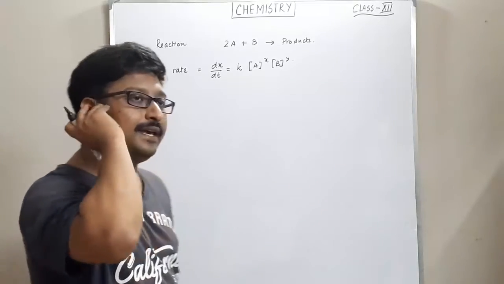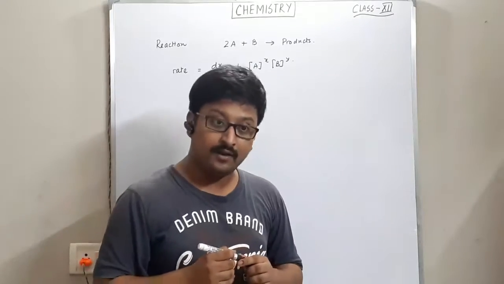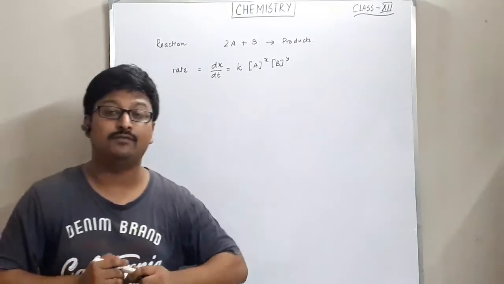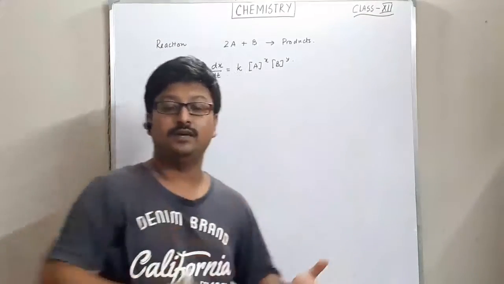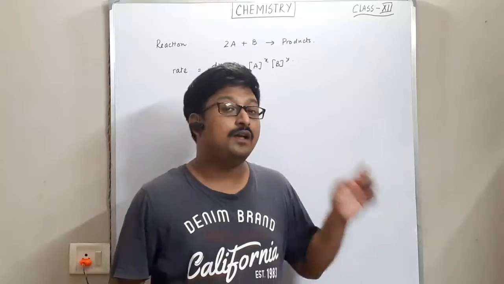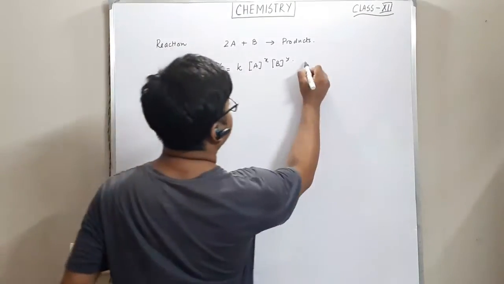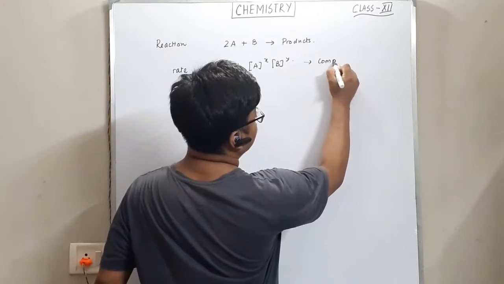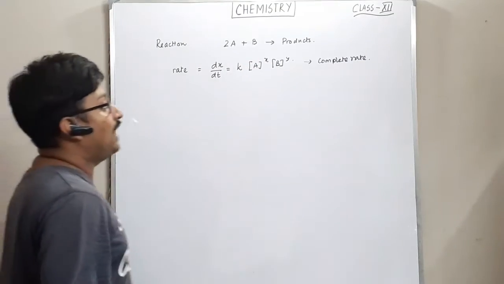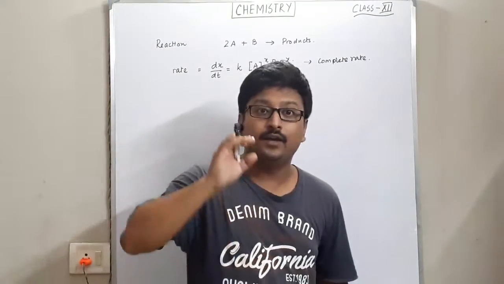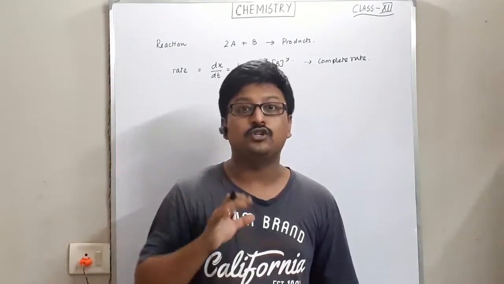Now you all might be thinking, why have I not put [A] to the power 2 and [B] to the power 1, which you have learned in chemical equilibrium, where the stoichiometry is raised as the power of the concentration, right? Here, this is the rate law. This is something different. This is called the complete rate law, where this x and y are not the stoichiometry.